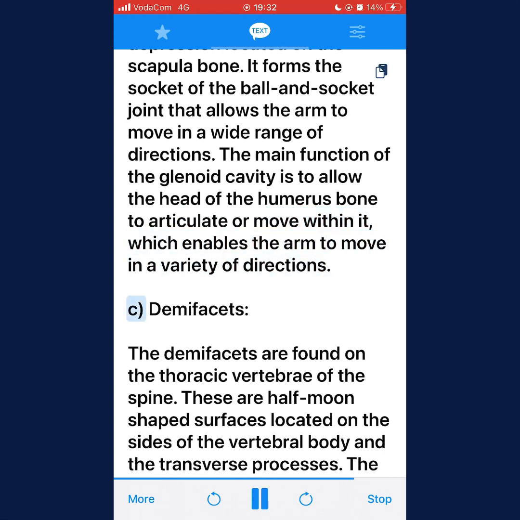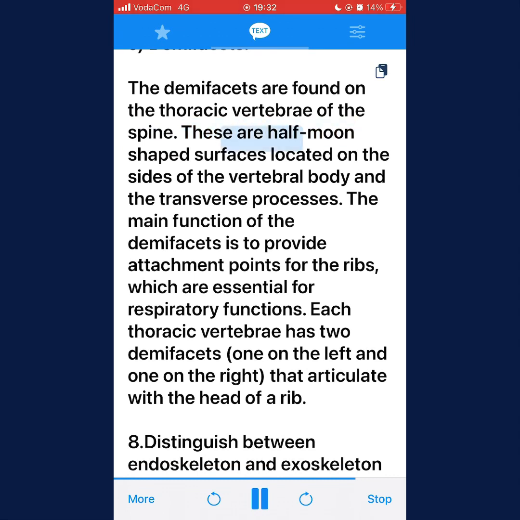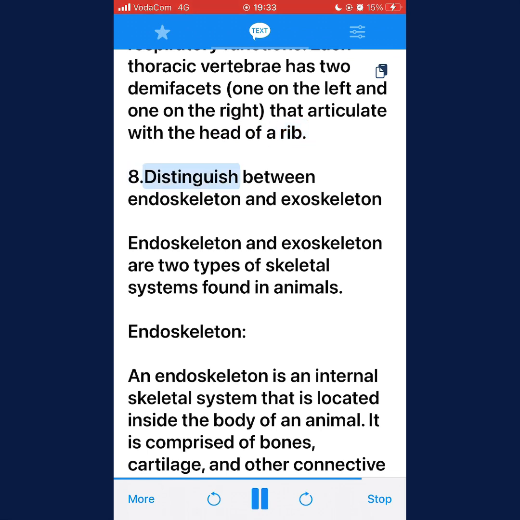C. Demifacets. The demifacets are found on the thoracic vertebrae of the spine. These are half-moon-shaped surfaces located on the sides of the vertebral body and the transverse processes. The main function of the demifacets is to provide attachment points for the ribs, which are essential for respiratory functions. Each thoracic vertebra has two demifacets, one on the left and one on the right, that articulate with the head of a rib. 8. Distinguish between endoskeleton and exoskeleton.